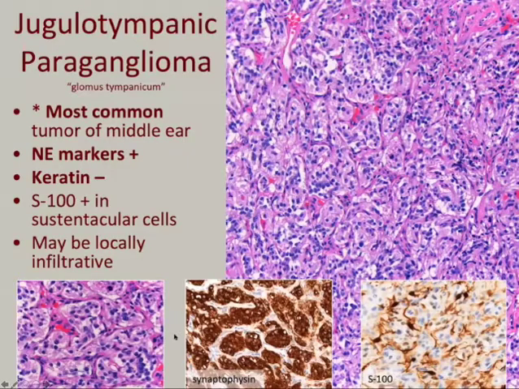All right, a few things in the ear. This is going to be jugulotympanic paraganglioma, most common tumor of the middle ear. These used to be called glomus tympanicum. Don't get these confused with the glomus tumors of the digits, which we'll talk about in the next lecture.